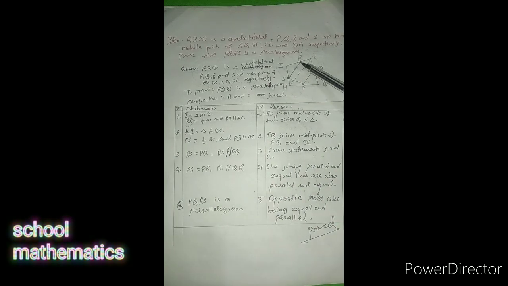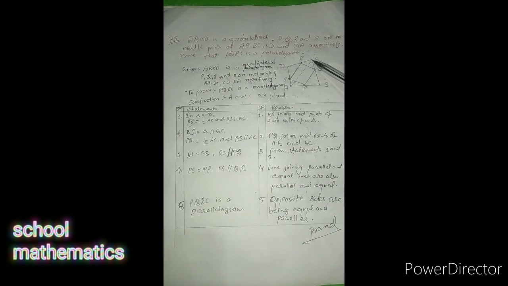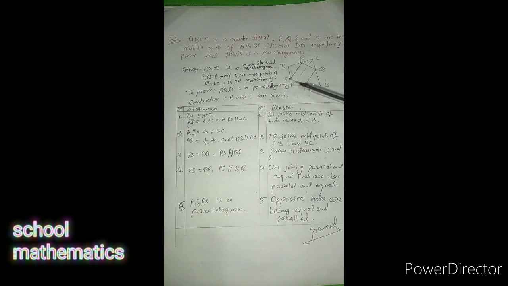Okay, first of all, this line is parallel and half of this side. Similarly, this line is parallel and half of this side. Now since these two are parallel to this, these two are also parallel and equal as well. If two lines are parallel and equal, the lines joining them are also parallel and equal.